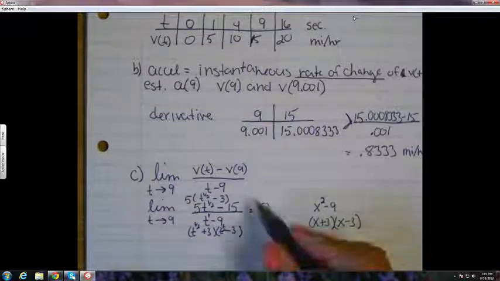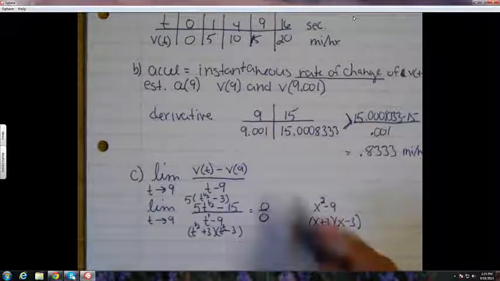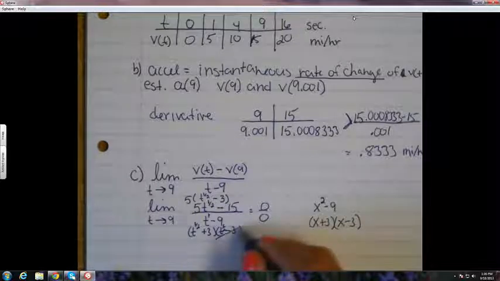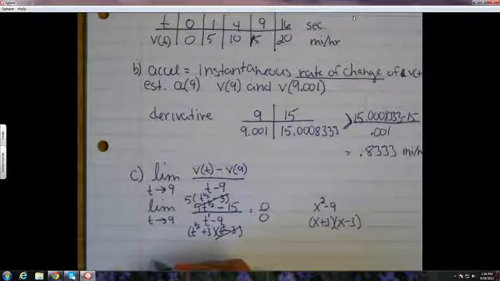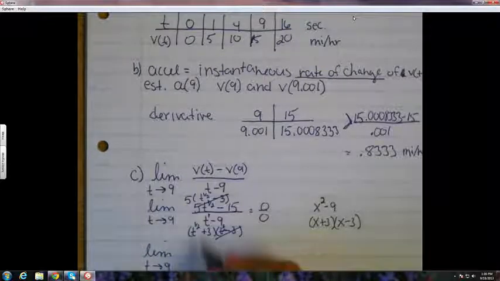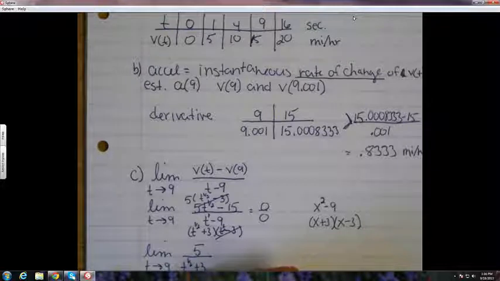And we knew we were going to match this factor up here. So now I can cancel out the t to the 1/2 minus 3's. And we are left with the limit as t approaches 9, the only thing left in the numerator is the 5. And the bottom we've got t to the 1/2 plus 3. Putting the 9 in, the square root of 9 is 3, plus 3 is 6, so 5 over 6. And I think that's what we thought we should get.